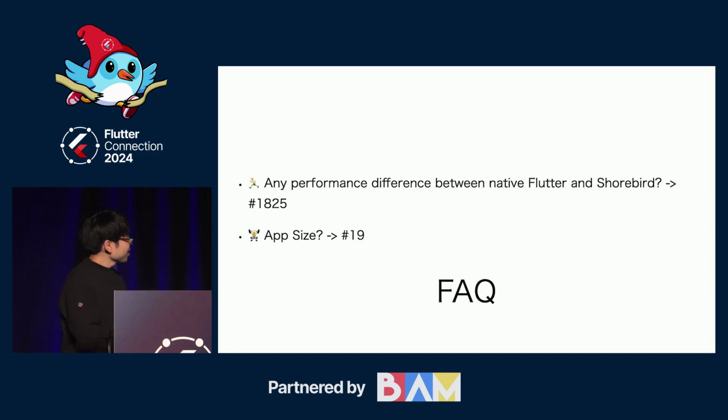And the frequently asked questions. Is there any performance difference between native Flutter and Shorebird? I have not seen any performance issues on Android. However, there are slight differences between the Flutter build and the Shorebird build for iOS. The Shorebird team insists that Shorebird for iOS is production ready, and I agree with their opinion. For more details, see issue 1825.